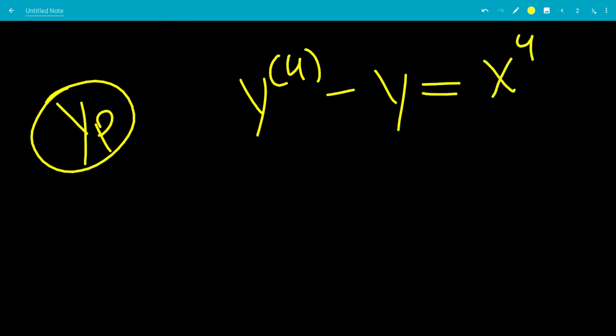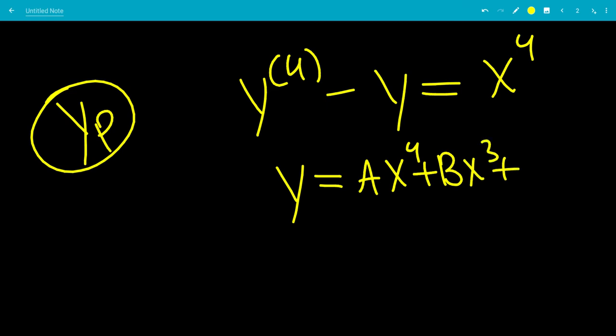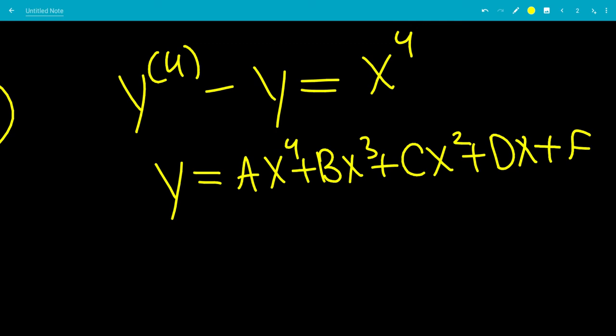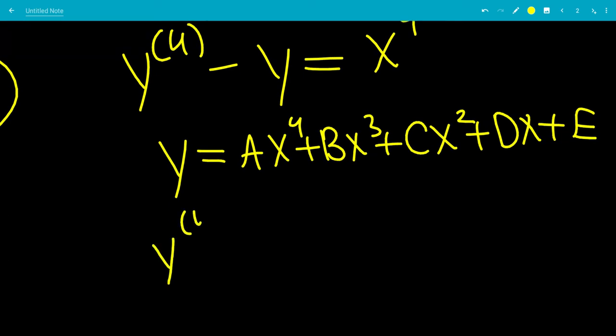Okay, we're going to do the particular solution first. So we have the fourth derivative of y with respect to x, minus y, equals x to the fourth power. We're just going to do a guess. We say y is a function with the greatest x power being 4. So y is ax to the fourth power plus bx cubed plus cx squared plus dx plus e. Okay, so now when we do the fourth derivative, how do we do this?